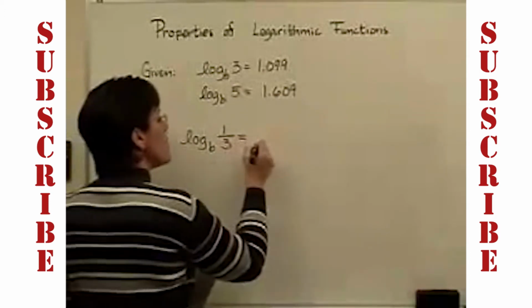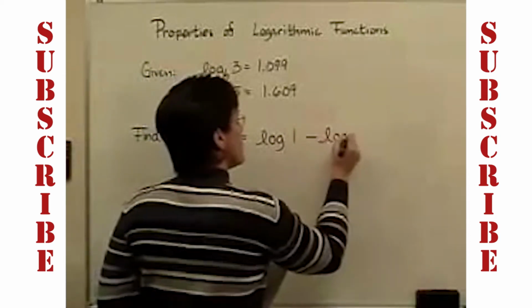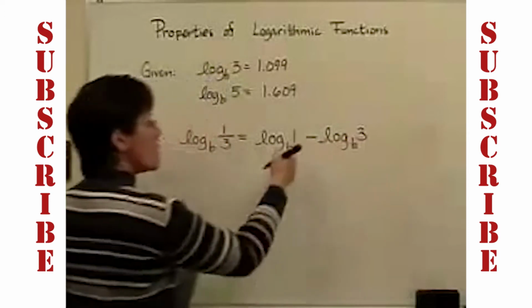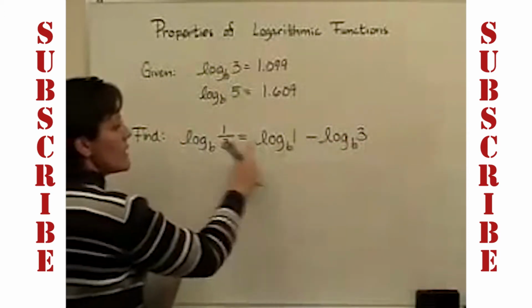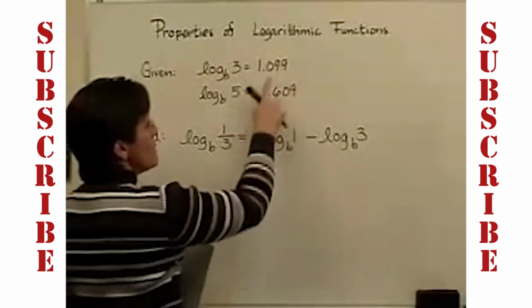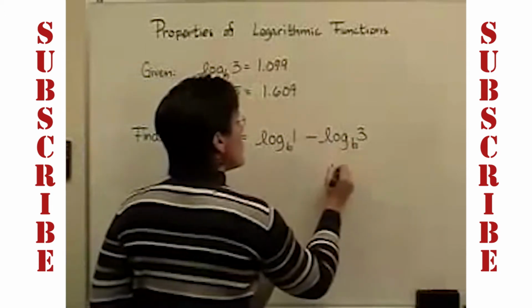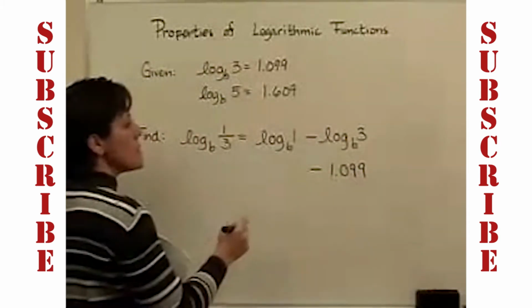So maybe it would be helpful to write this as the difference of two logarithms. I would write this as the log of 1 minus the log of 3. The reason I did that is I knew that if I could get that log of 3 alone, I have a value for that. I can substitute in. As a matter of fact, the log of 3, where the base is b, is equal to 1.099. So I didn't have to use a calculator. I was able to substitute something in.